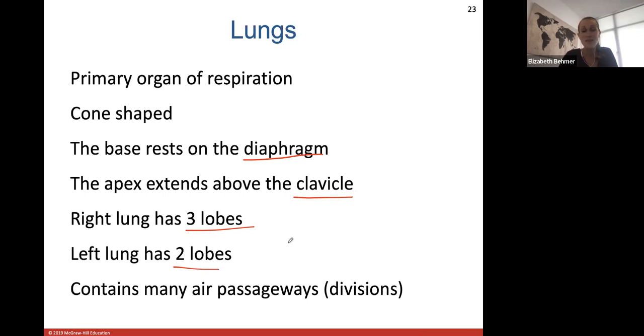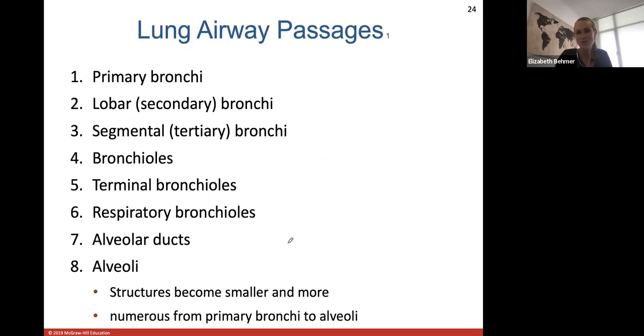Your lungs contain many air passageways and divisions for air to go to every segment and part of your lungs, so that gas exchange can occur. We'll go through some of those divisions that are shown here. I'll show you a picture of how the trachea divides into bronchi and then lobar and segmental bronchi in a little bit, but this is just a list of how the air travels through those lung passageways.